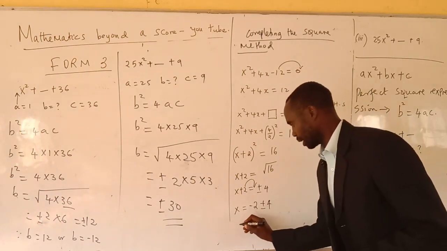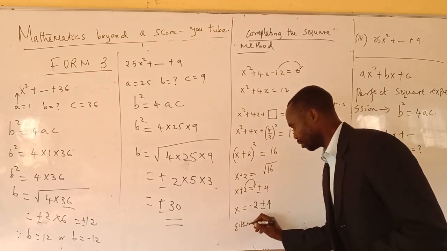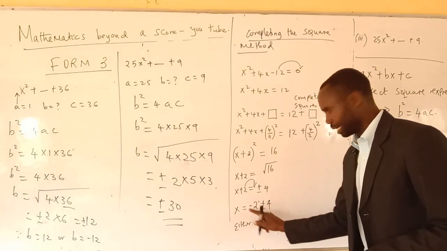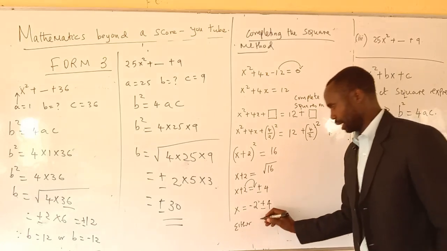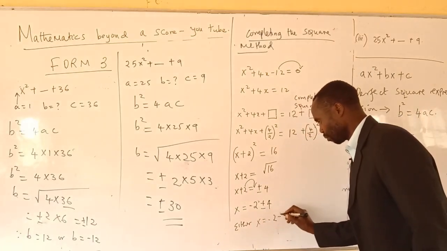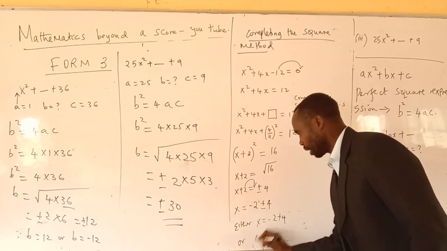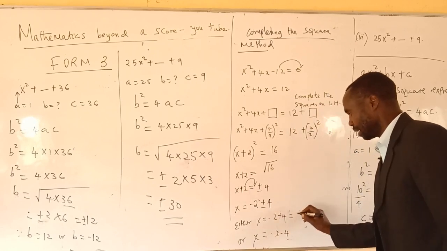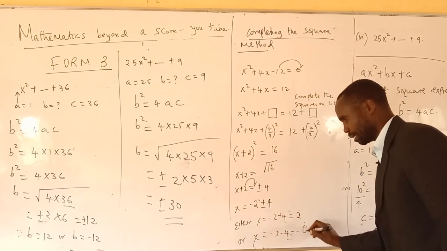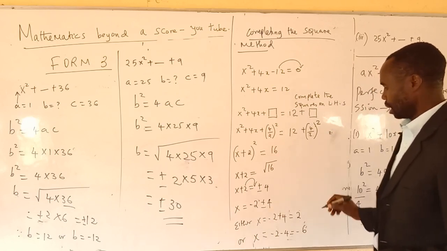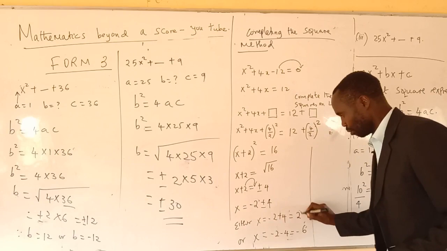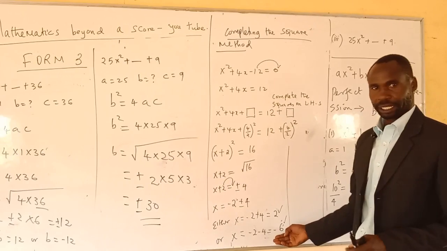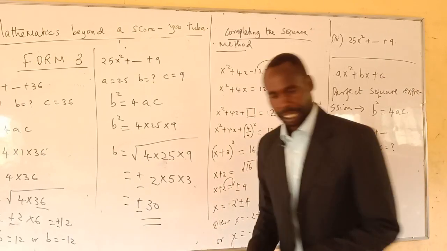So in this one, x is either, you use the above, you write this and then you plus 4, or you write negative 2, you minus 4. So either x equals negative 2 plus 4, or x equals negative 2 minus 4. So the answer here is 2. The answer here is negative 6. So we have solved them easily. If you use the factor method, the answers will be the same.